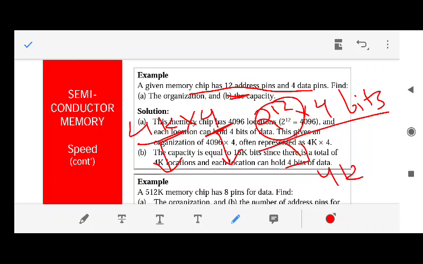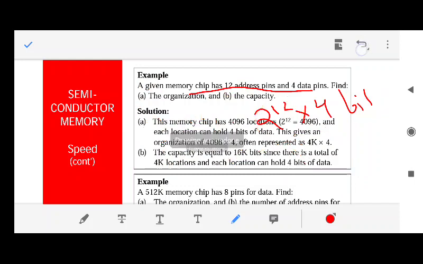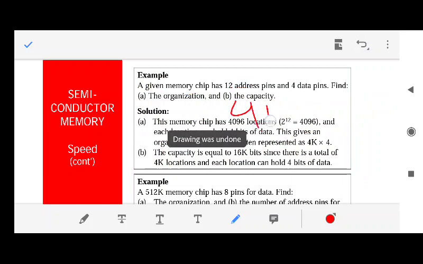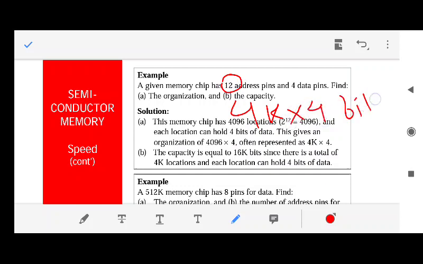How do you define the total number of locations? It is 2 to the power of the number of address lines. The address lines are 12. So you write this memory as 4k, which came from the 12 address lines, multiplied by 4 bits. This is how you define the memory.